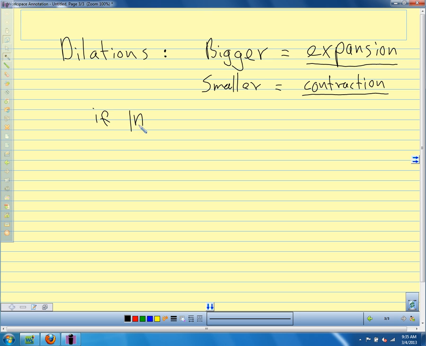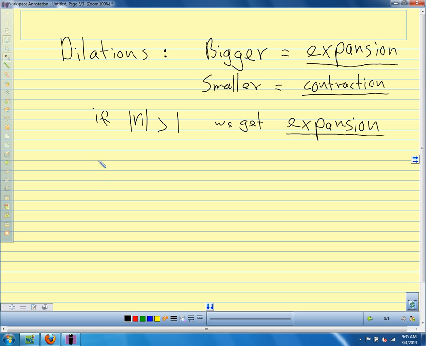If the absolute value of n, our scale factor, is greater than 1, so we have 1, 2, 3, 1.5, 3.5, 5 and 2/8, some number that's bigger than 1. And it can be positive or negative, that's why we have an absolute value there. If our scale factor is bigger than 1, we get an expansion. So back on our last example, we had a scale factor of 3, so it stretched the length by 3.